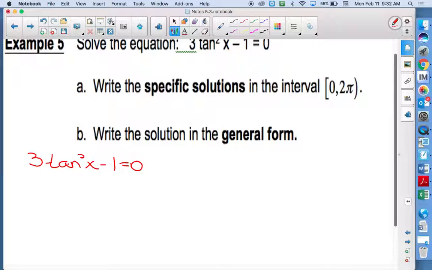Sean, what are you thinking for this one? I move the 1 to the other side first. And then divide it by 3. Yeah. So you're still isolating that one function. It's just one function, so we isolate it. And then what happens? Square root.